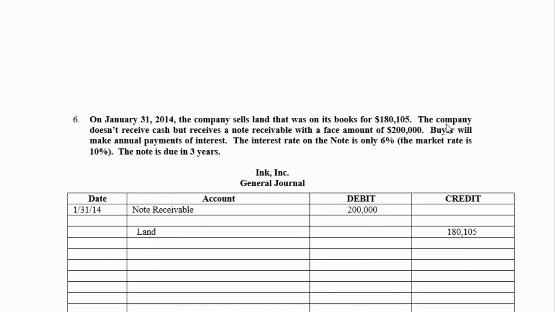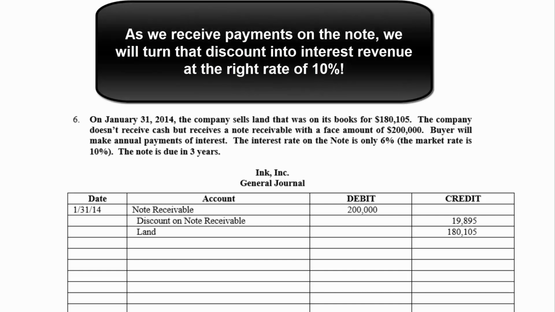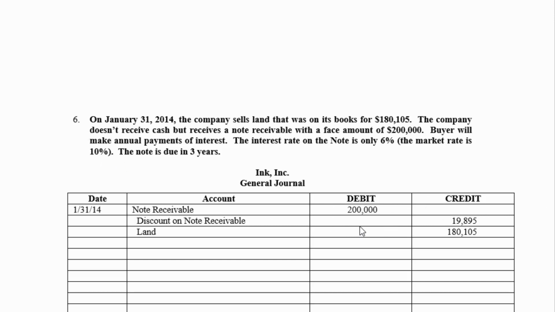So first you think, before you learned about the below market rate, hey, they made about 20,000 bucks. Well, they didn't really. They gave it up in the form of lower interest revenue than they should have received. So to make this journal entry balance, we credit discount on note receivable for $19,895. And as we receive the payments, we'll turn that $19,895 into interest revenue at the correct rate of 10%.